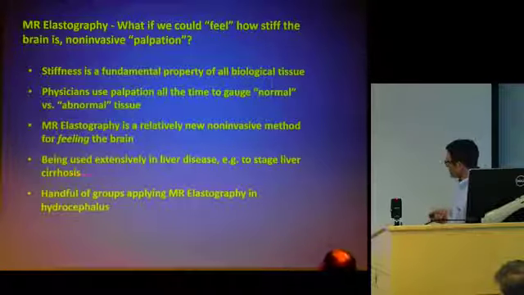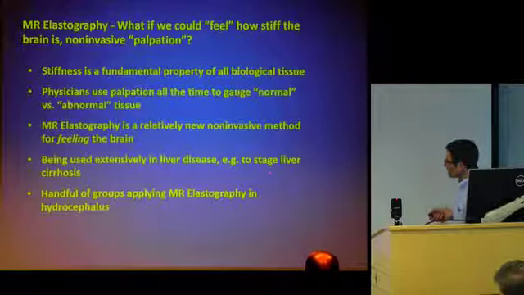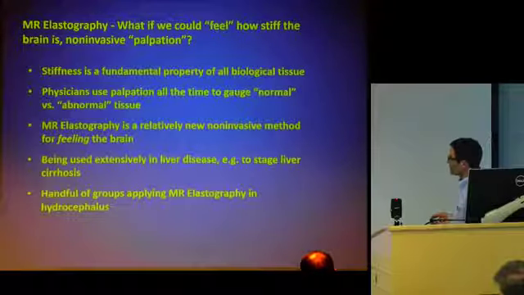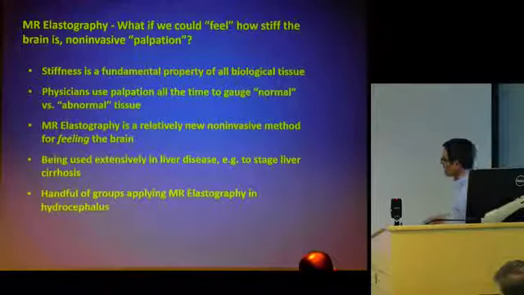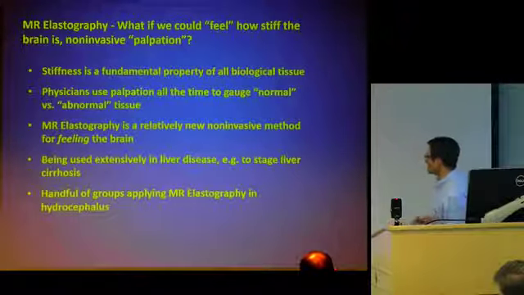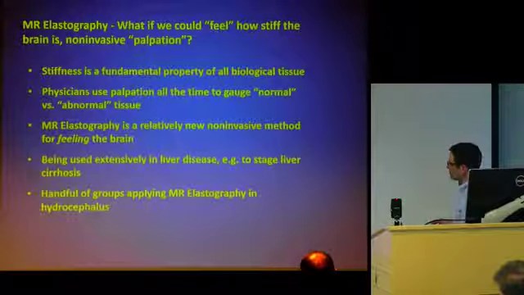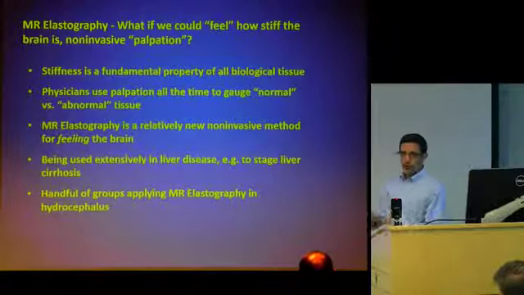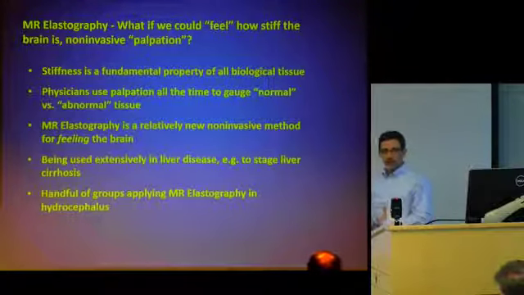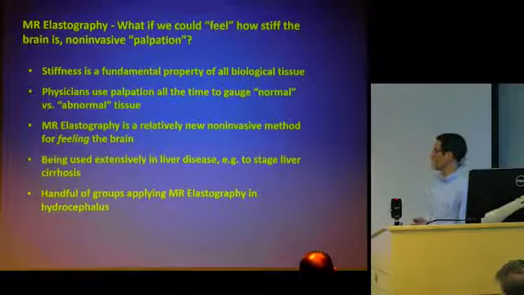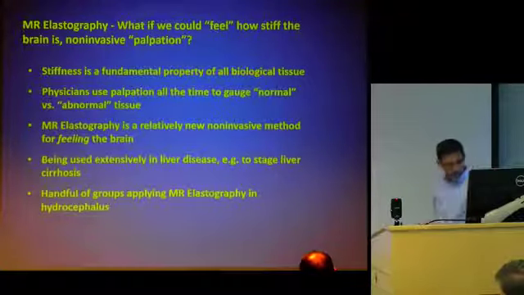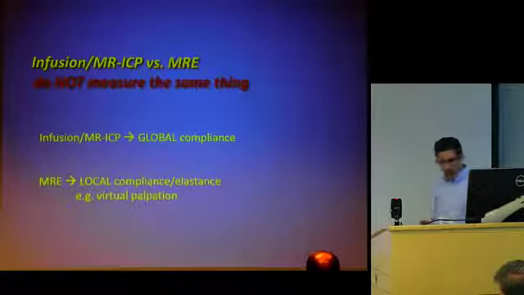Elastography is being used extensively. It's actually now FDA approved, I believe, on all of the scanners for liver, and it's used to stage liver cirrhosis. It kind of makes sense that you can do it in the liver. You can feel it, you can push, but in the brain maybe it's a little harder.